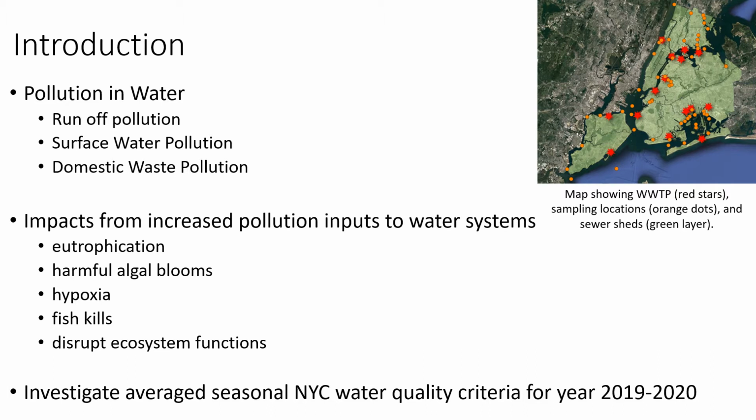Water pollution is derived from many sources. Runoff from land surfaces and direct or indirect discharge of wastewater are also two important sources. Water pollution can lead to significant eutrophication events, harmful algal blooms, hypoxia, fish kills, and overall disruption of ecosystem function. My main goal was to investigate seasonal water quality data for the year of 2019 through February 2020.